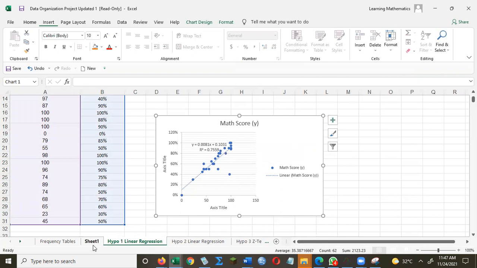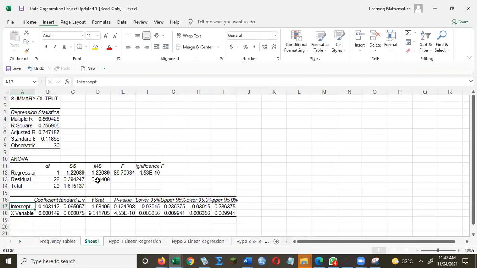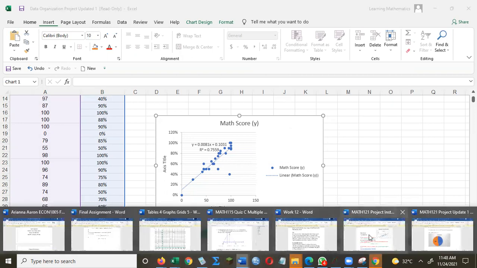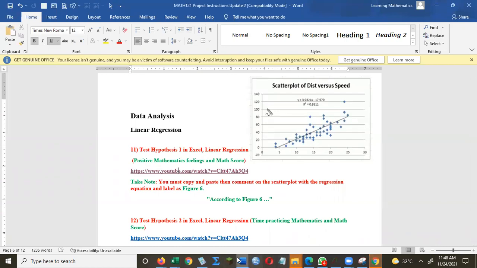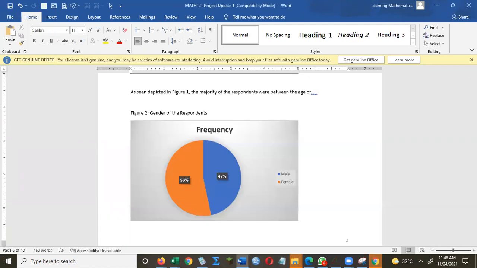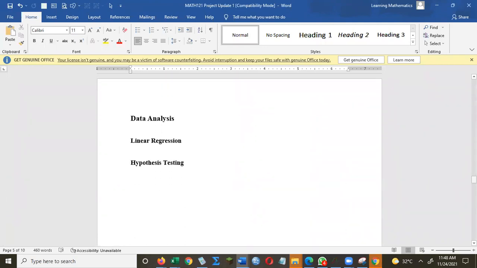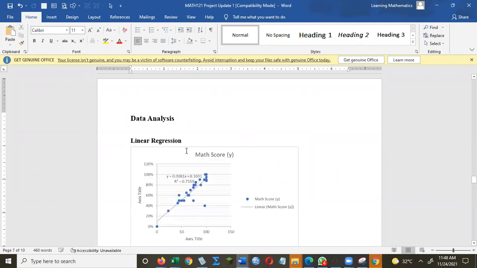So ignore what I said about the data analysis and getting this, that is a little bit more rigorous. At university, you will deal with that. But for now, we're settling for the scatter plot, and look, the equation is right there, and the coefficient of determination, look at it right there. You just copy and paste it in, and that will be figure 6. So that will be your first figure for your data analysis. Figure 6, linear regression.